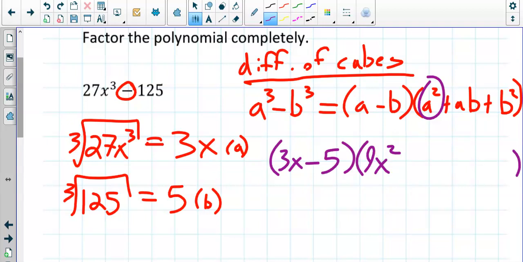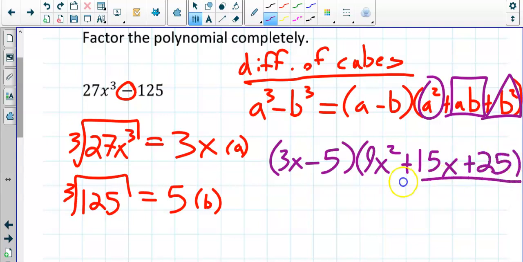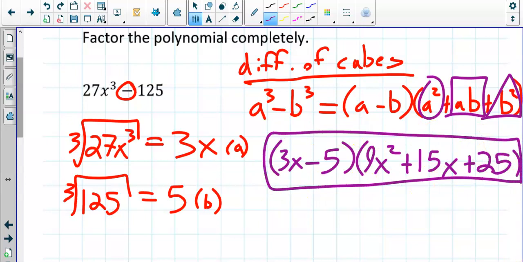And now they want us to take the a and b and just multiply them. So what's 3x times 5? 15x. And then last but not least, they want us to square the b. So what's going to happen when I take 5 and square it? Plus 25. And that's it. Once you know what a and b are, you're just plugging into that formula that's right over there. And it factors like that every time. And once you get it factored like that, you're done. There's no more to do.